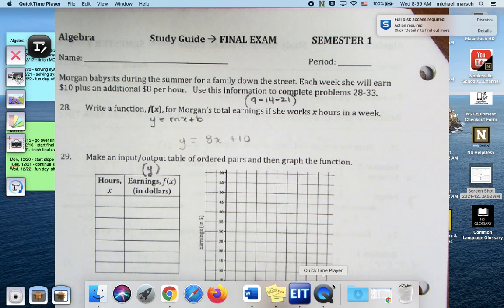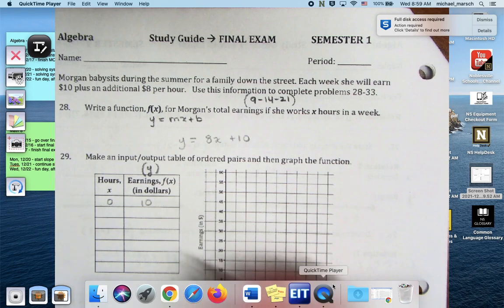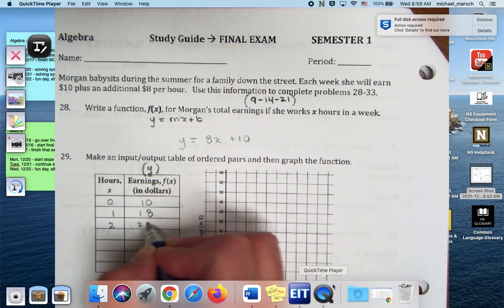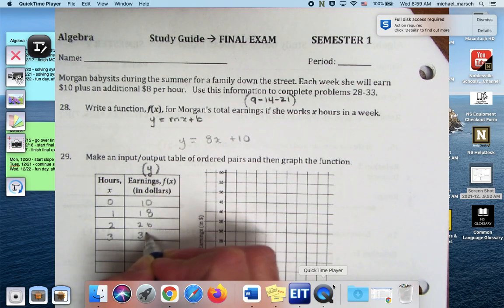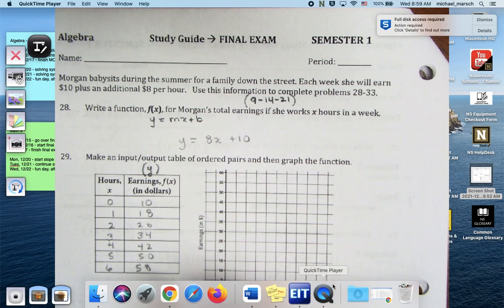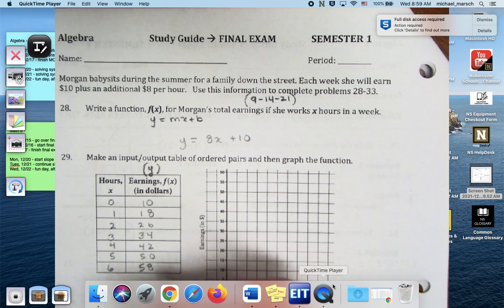Make an input-output table. So if she doesn't work at all, she still gets $10. If she works 1 hour, she has 18. 2 hours would be 26. 3 hours would be 34, and so on. Not a bad deal, right? Maybe she babysits after school, or no, it's during the summer.